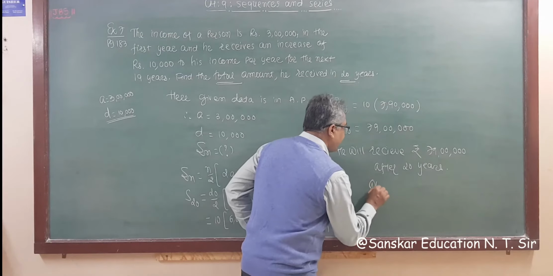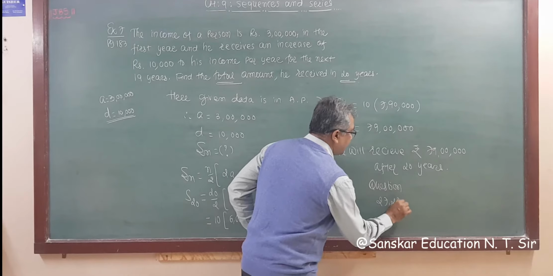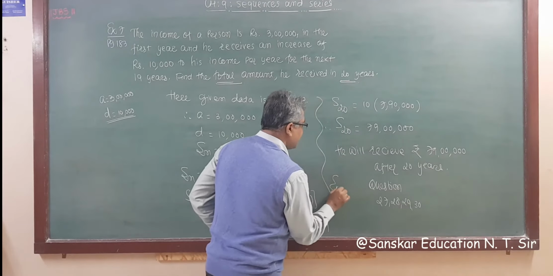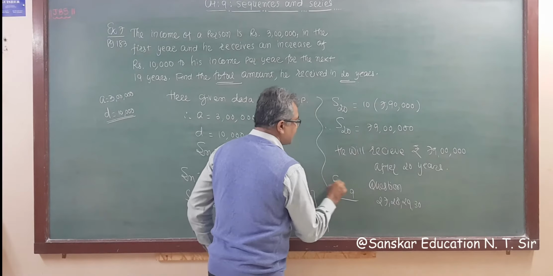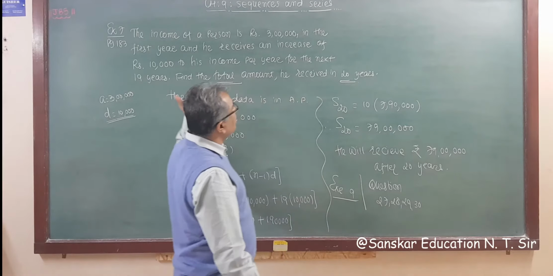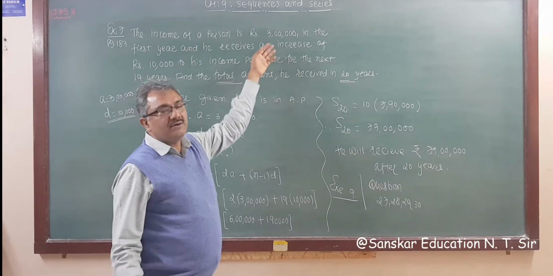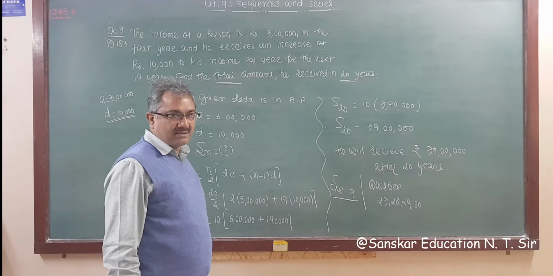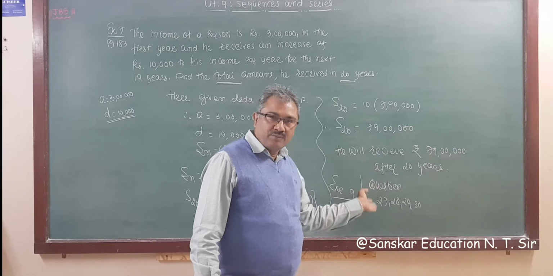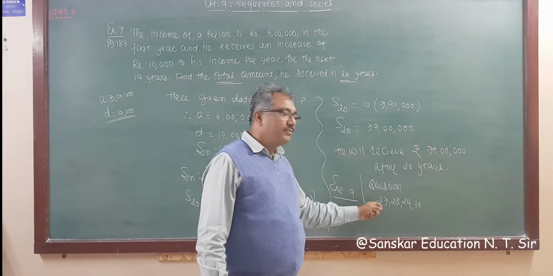So questions 27, 28, 29 and 30 of exercise 9, that is the miscellaneous exercise. So do practice these questions. Because if I want to change this question, I can change it, like instead of 3 lakh I can put any numbers. So you have to practice for your good knowledge and confidence.